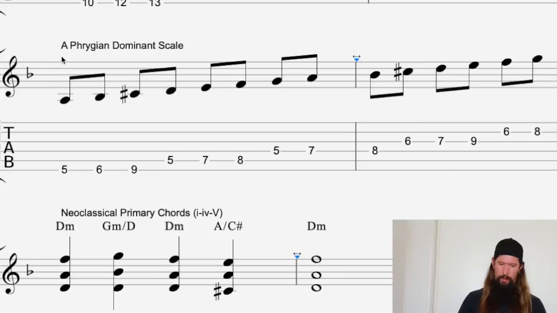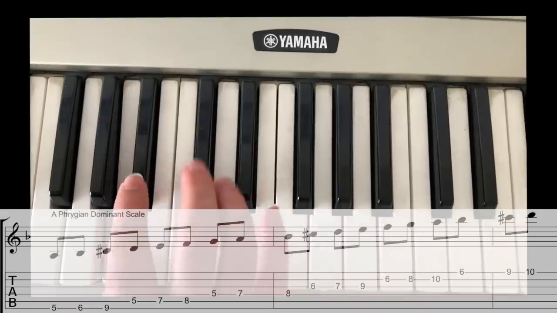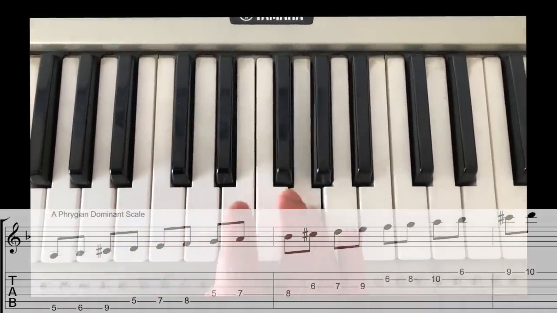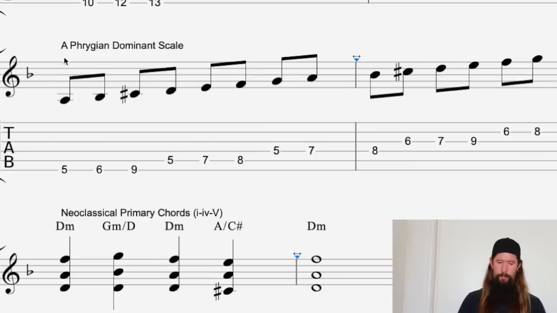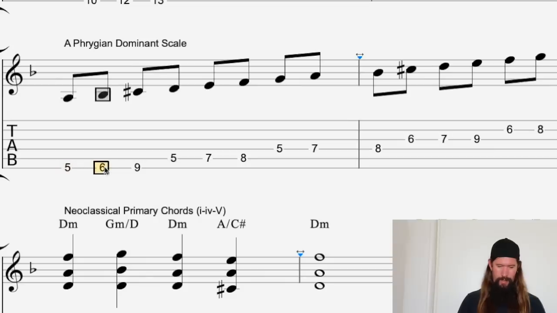Next most common scale is Phrygian dominant. Now this is the 5th mode of the harmonic minor scale, and boy does Yngwie love this one. It's characterized by a flat 2nd degree here with the B flat, and it's got a major 3rd.